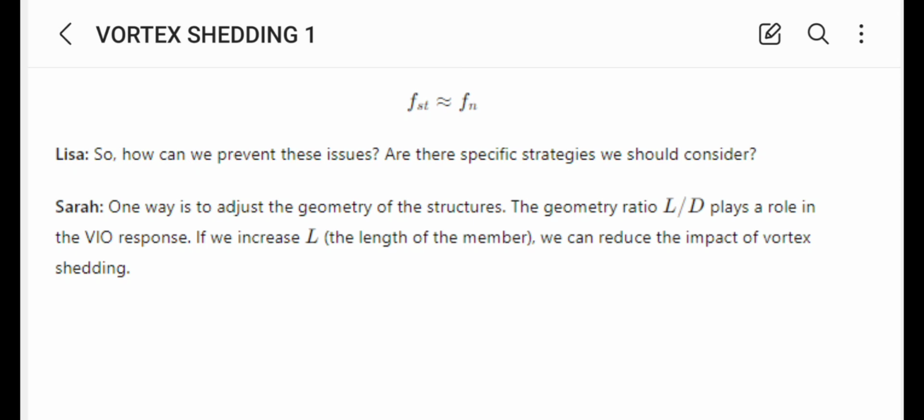One way is to adjust the geometry of the structure. By adjusting the geometry, we can adjust the natural frequency also, right? The geometric ratio L by D plays an important role in the VIO response. If we increase the length L of the member, we can reduce the impact of vortex shedding.